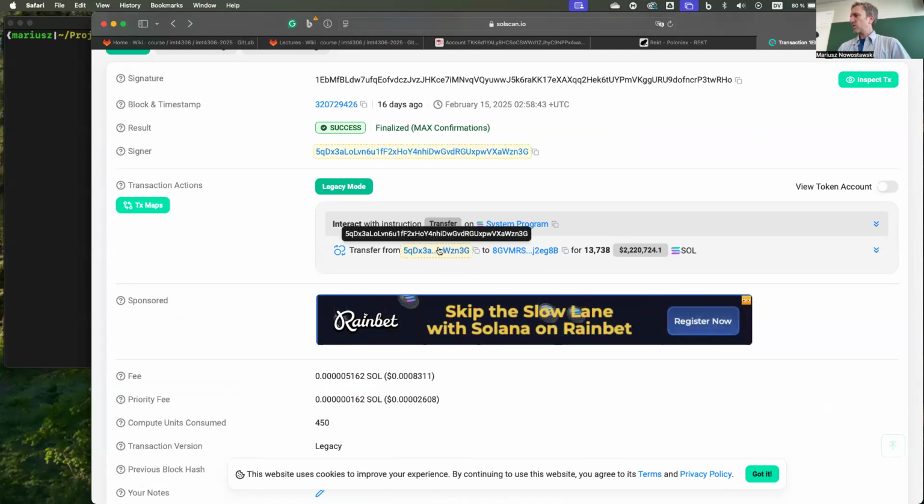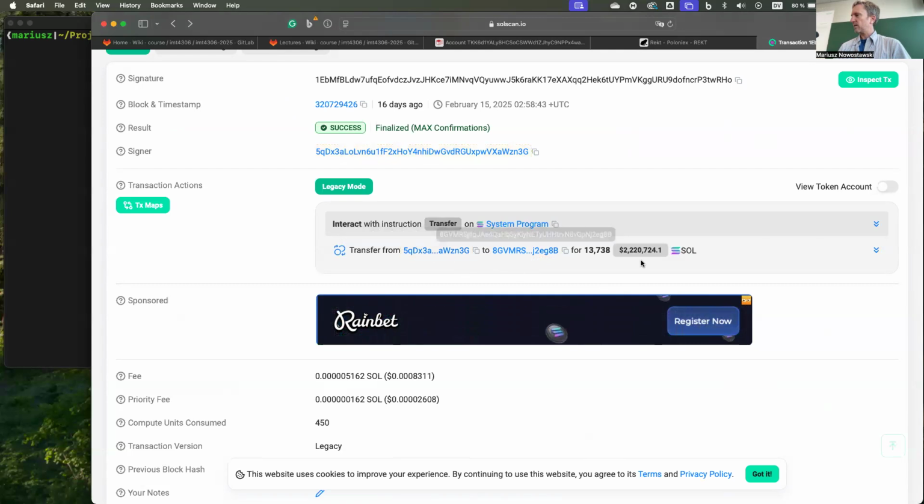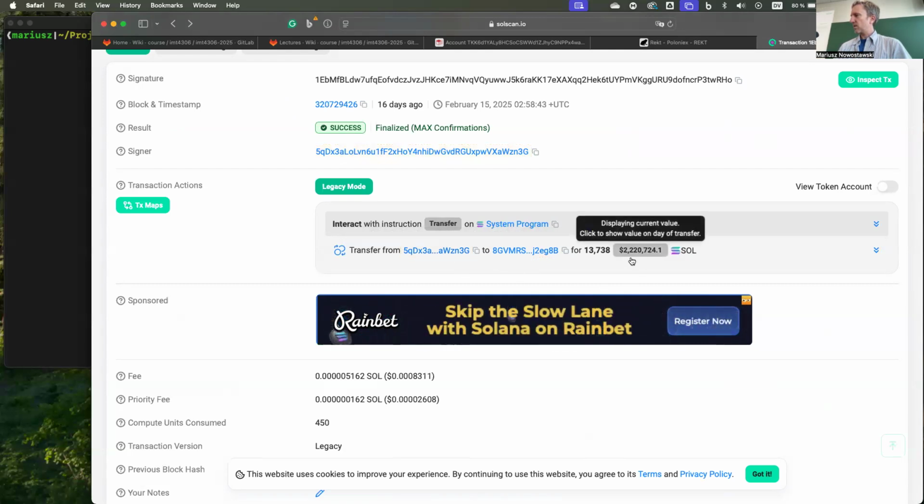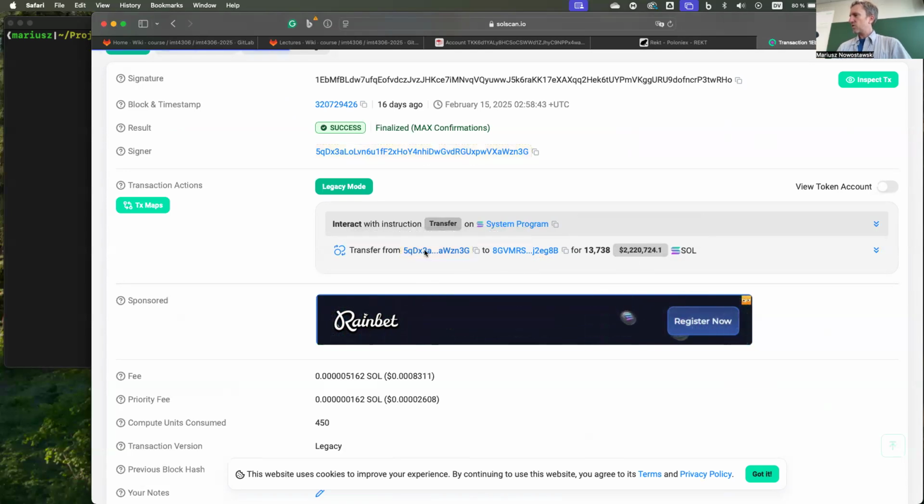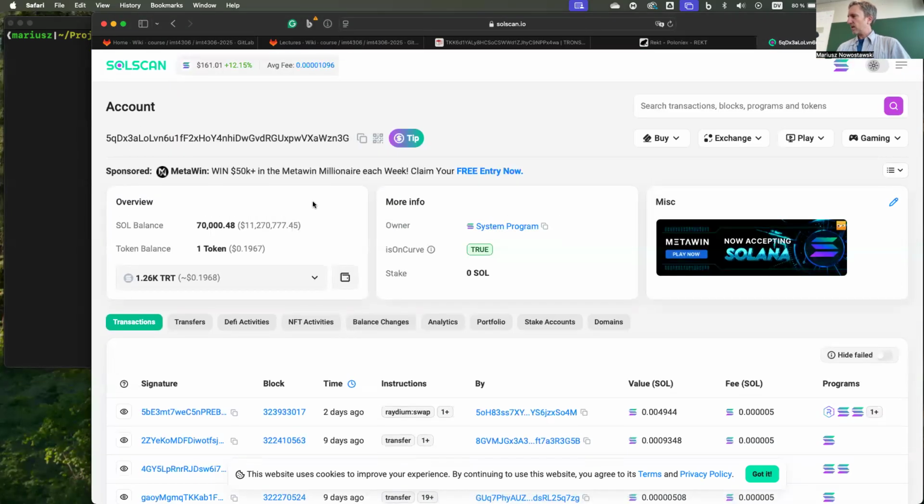And then we can check how much money the whale has, because here we can see the transaction value was 2.2 million, but we can check the account. So this account has almost 70,000 Solana, which is worth 11 million, right? So it's one of the Solana whales, which nobody knows who that address belongs to.